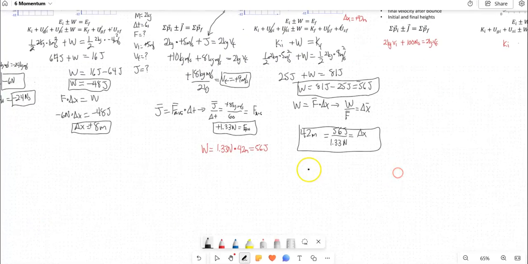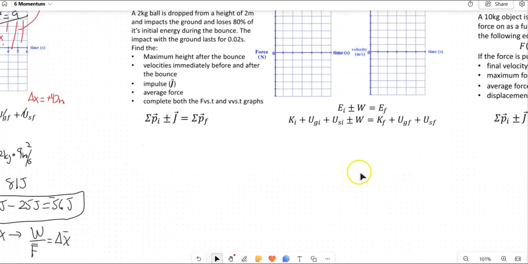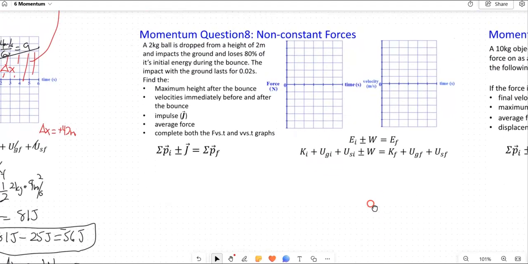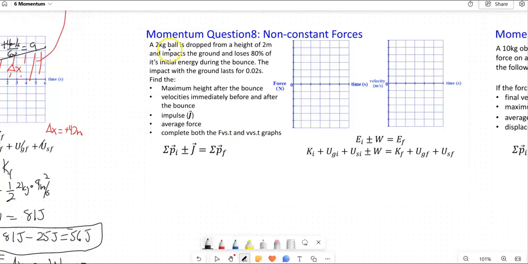Okay, let's go ahead and move on to a different problem. This next problem we're going to do is a really interesting problem. I really like it, and it actually starts with energy, of all things. In this problem, you have a 2 kilogram ball dropped from a height of 2 meters, and it's going to impact the ground and lose about 80% of its initial energy during the bounce.